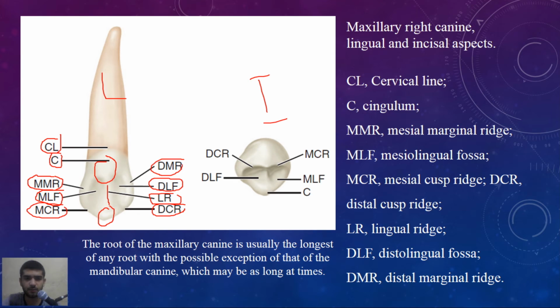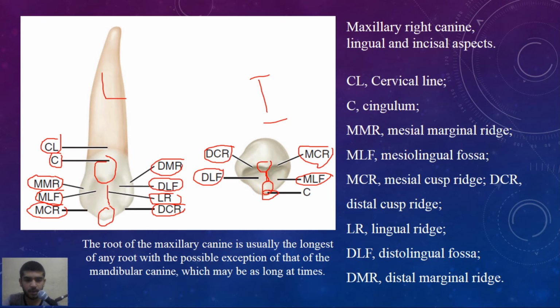From the incisal view, we can see the distal cusp ridge and the mesial cusp ridge. We can also see the distal lingual fossa and the mesial lingual fossa, and we can see the cingulum. This is the lingual ridge connecting the cingulum to the cusp tip.